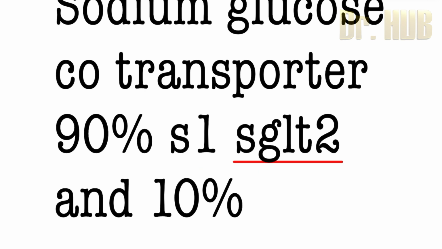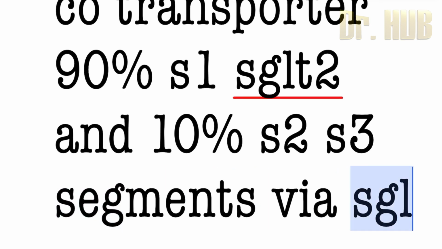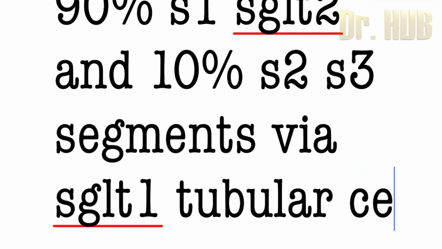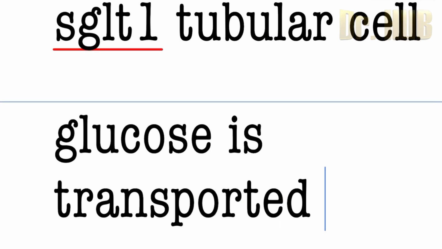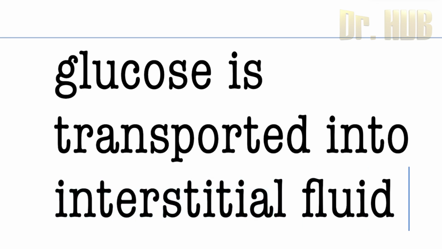So SGLT2, as well as the 10% in the S2 and the S3 segments, is via the SGLT1, and from the tubular cell the glucose is transported into the interstitial fluid by the GLUT2. So that is about 100% amino acid reabsorption, also by the sodium-coupled transporter.